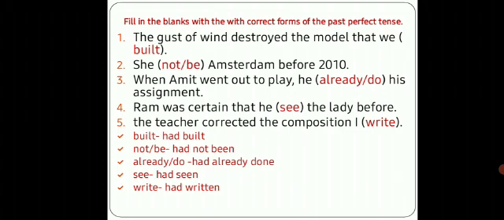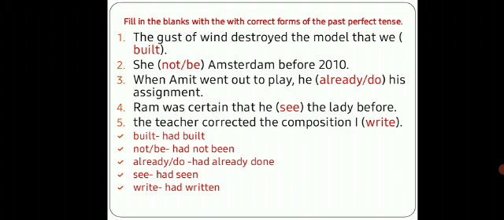Number 3. When Amit went out to play, he had already done. The third form of do is done. So when Amit went out to play, he had already done his assignment.